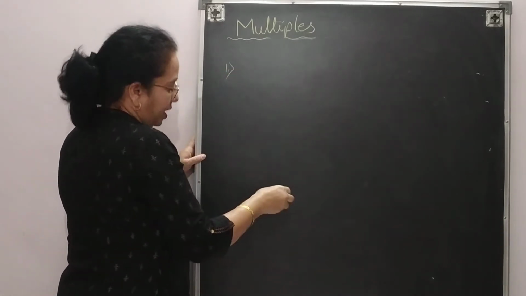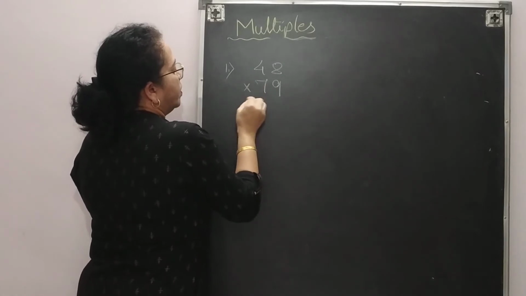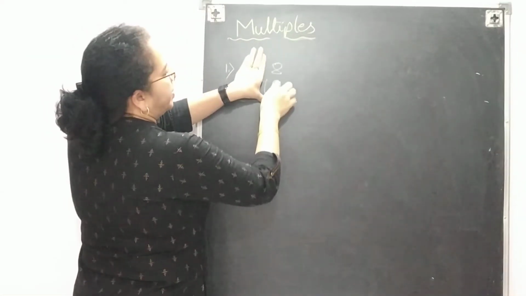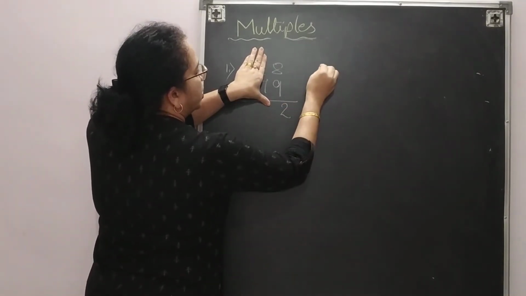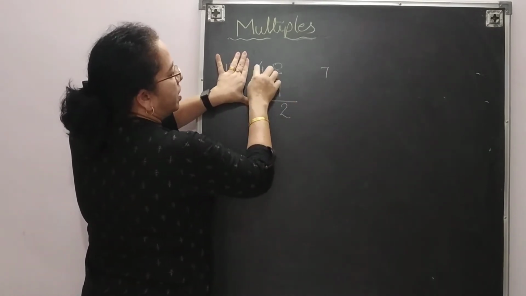For example, I am taking here 48 and 79. How can you multiply in short? Okay, so multiply the units: 8 9s are 72. So we will write down 2 here, 7 will be carry over. Now do this cross multiplication.